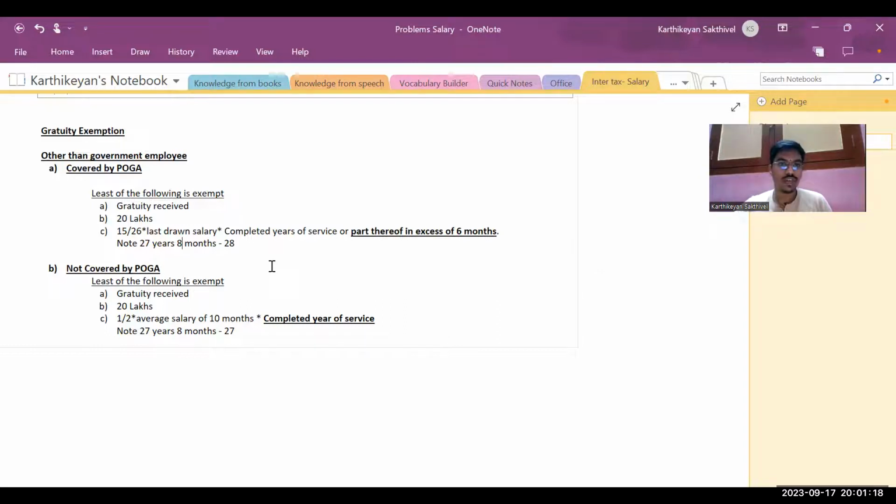Is it clear for each and every one of you? If it exceeds 6 months, then it will be rounded up to the next year, if it is covered by POGA. If it is not covered by POGA, it will not be rounded, so you will just take the whole number alone. So shall we solve some questions in this regard?